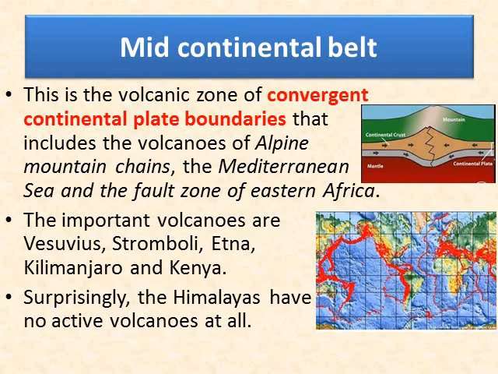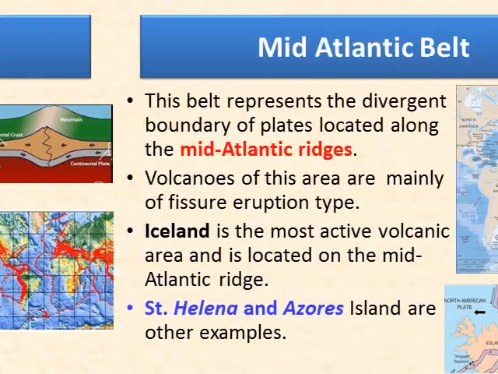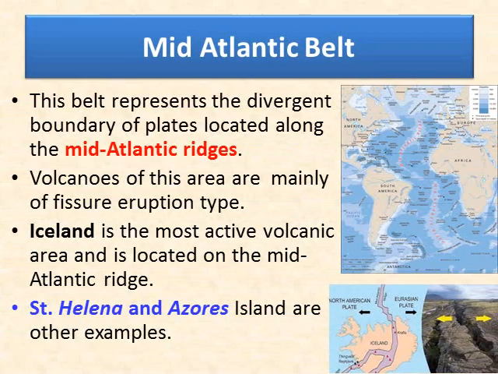Surprisingly, the Himalayas have no active volcanoes at all. Now let us go through the Mid-Atlantic Belt. Dear children, this belt represents the divergent boundary of plates located along the Mid-Atlantic Ridge. The Mid-Atlantic Ridge is a mid-ocean ridge located along the floor of the Atlantic Ocean and part of the longest mountain range in the world. It is also called the Mid-Ocean Ridge, which is an underwater mountain system.